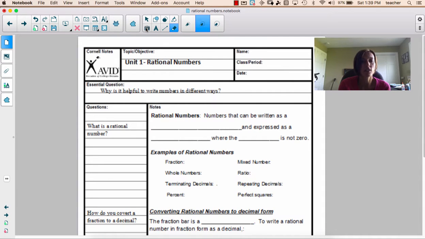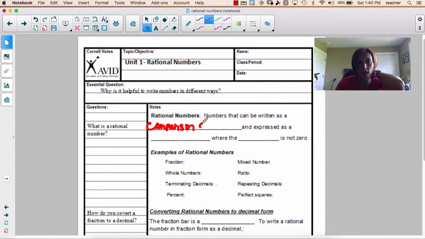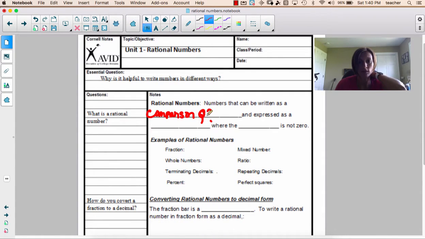We're looking at our first page, and it starts off with the vocabulary word, rational numbers. So we're trying to define the entire number system that we call rational numbers. So, numbers that can be written as a comparison. So we have to go ahead and jot down comparison of two integers, or numbers if you ran out of room, and expressed as a fraction.